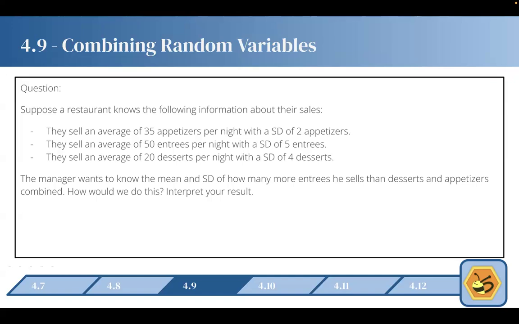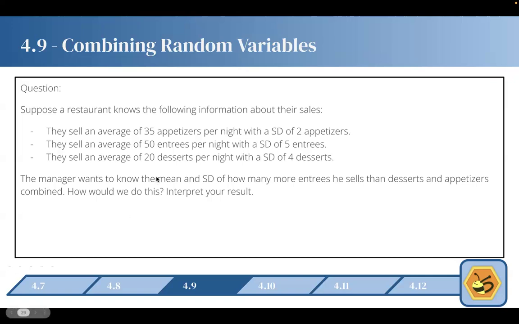All right, let's give it a shot. Let's see how we're going to do this. So the question is the manager wants to know the mean and standard deviation of how many more entrees he sells than desserts and appetizers combined. So first thing we need to do is figure out the random variable of the desserts and appetizers combined, and then subtract that from the number of entrees, right? So let's do that. For the mean, we know that all we need to do is add them, right? Desserts and appetizers, 35 plus 20, right?